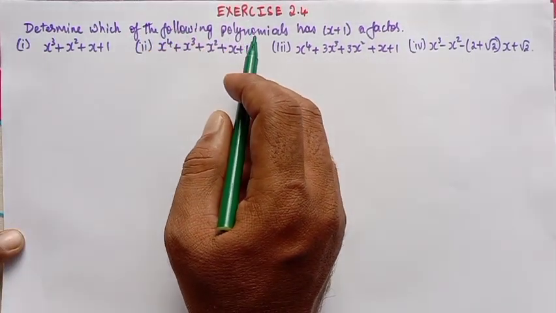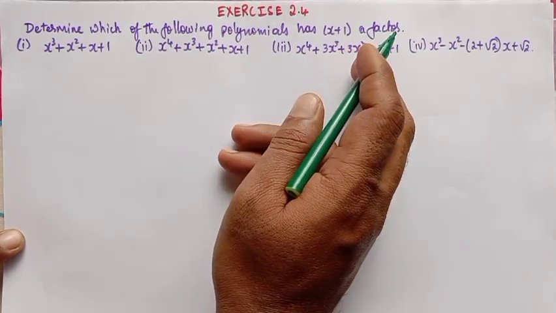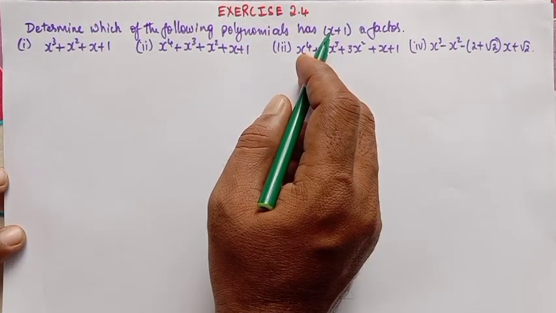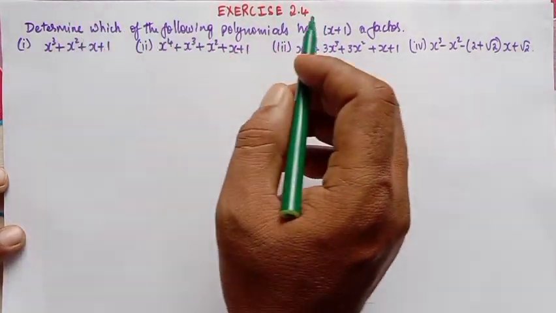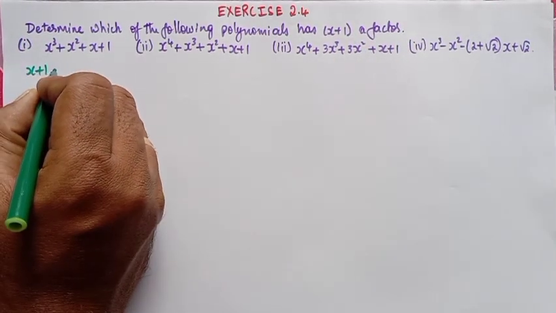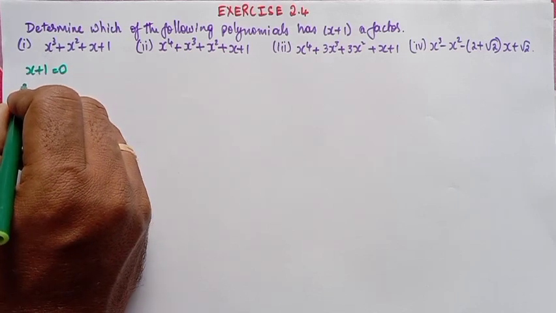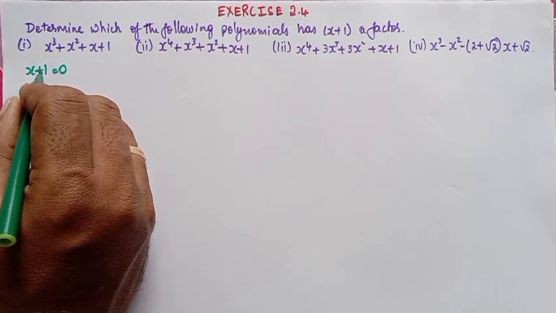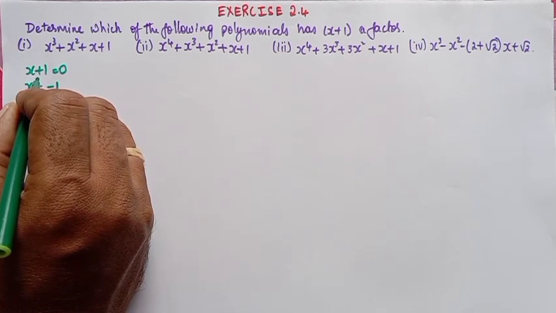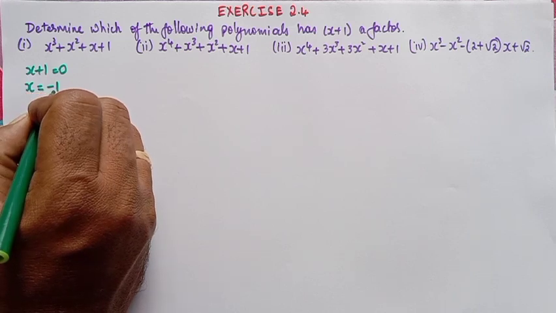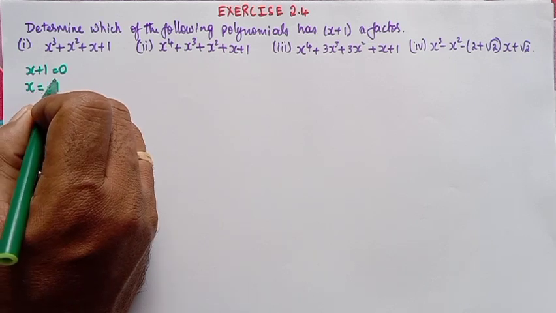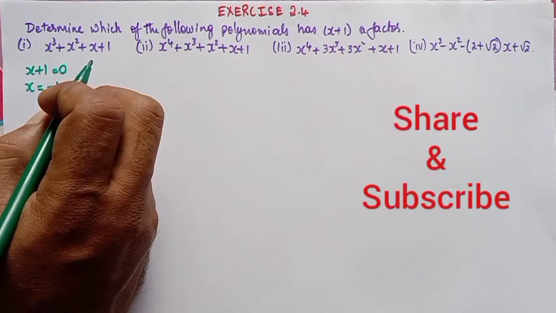Determine which of the following polynomials has x plus 1 as a factor. To know whether x plus 1 is a factor, let us first equate this x plus 1 to 0 so that we will get the value of x, that is x is equal to minus 1. Minus 1 is the 0 of this binomial, the root of this equation. We can define it in these three ways.